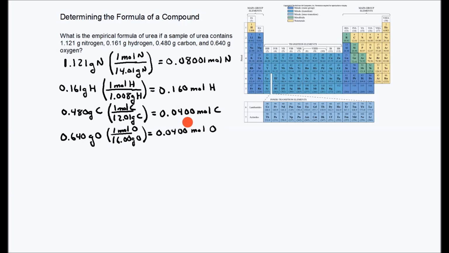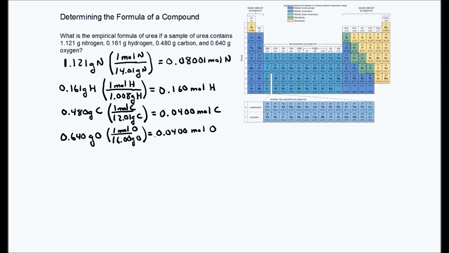And that's great. So that's the first step in this case. We've got moles of each element. Now we need to determine ratios of the moles against each other. The way we do that is locating the least number in all of these. So what is the least number of moles? We see that the least number is 0.0400, and we see it here in two cases. This is bigger than that. That's bigger than that.